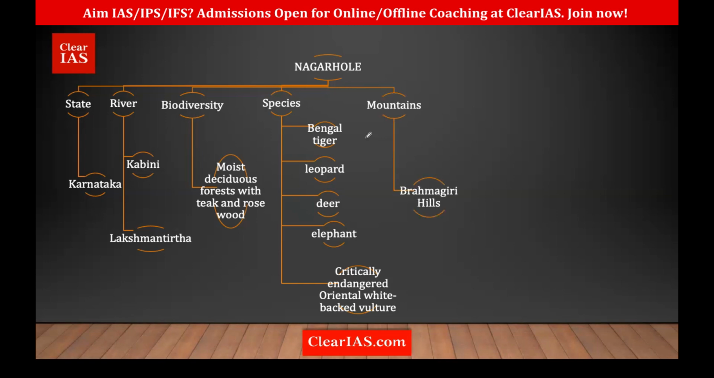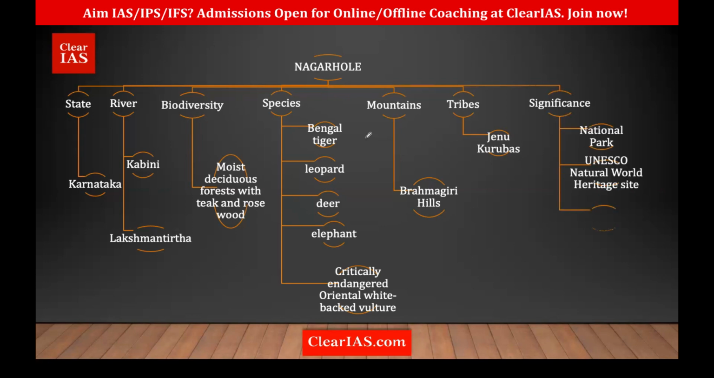And it is part of what? The Brahmagiri Hills. Okay, Brahmagiri Hills of Western Ghats, this Nagarhole is part of. And on Brahmagiri Hills, we have also Talakaveri, the origin of what? The Kaveri. Okay. And which tribes are found here? There are Jenu Kurumbas. Okay, Jenu Kurumbas are tribes found there. And what significance does it have? It's a national park, it's a tiger reserve, it's a UNESCO Natural World Heritage Site, as well as part of Nilgiri's Biosphere Reserve. Okay. So that is Nagarhole.